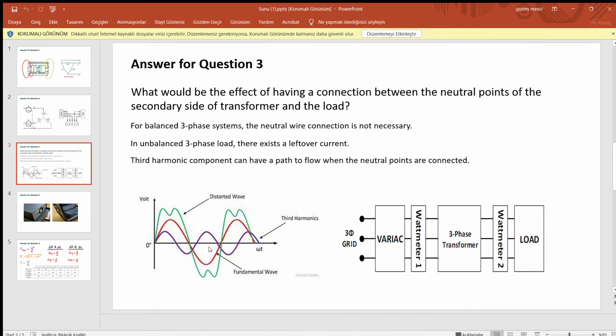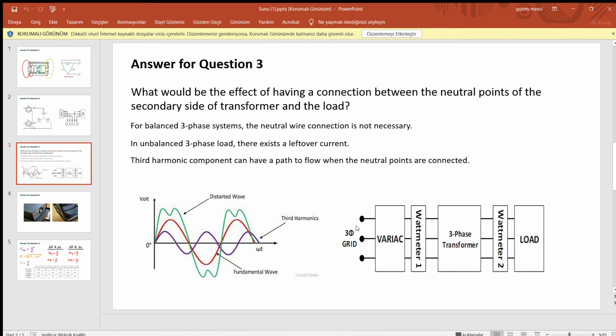Actually, we can observe this in this graph. This is the distorted waveform, and the purple one is the third harmonic component, and the red one is the fundamental wave, actually a sinusoidal wave. If the neutral points of the Y-connected three-phase systems are not connected, then the third harmonic component cannot flow.